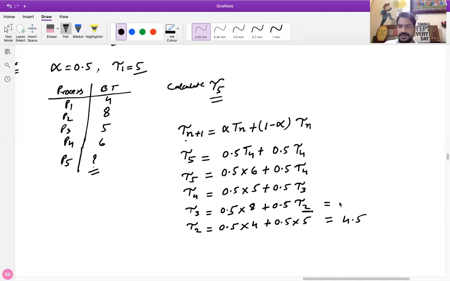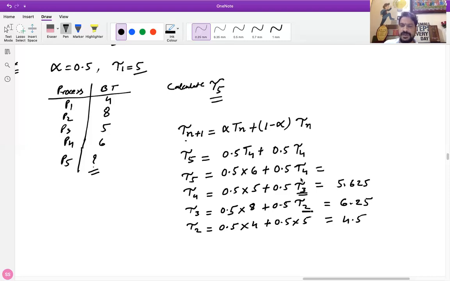Around 25. So it will be 6.25. Now this 6.25 will be added here. It will be 6.25 into 0.5, and 0.5 into 5. So it will be 2.5 plus, it will be around 3.625. It will be 5.625.